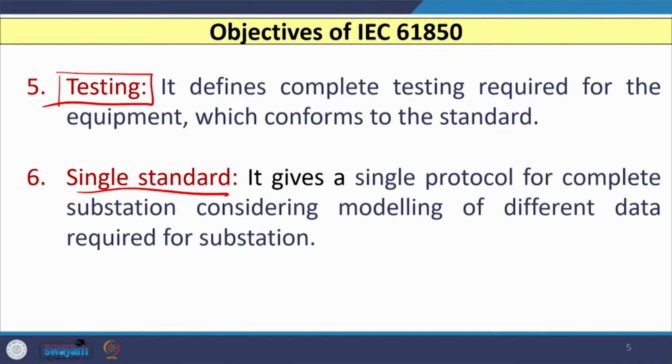So, this gives a single protocol for a complete substation, considering modeling of the different data required for a substation, and this is a single standard. So, if any relay manufacturer or IED manufacturer or PMU manufacturer manufactures a device or IED which is compatible with this standard, then those different devices of different manufacturers can communicate with each other using this IEC 61850 standard. Now, let us see what the different parts of this standard, that is IEC 61850, are.